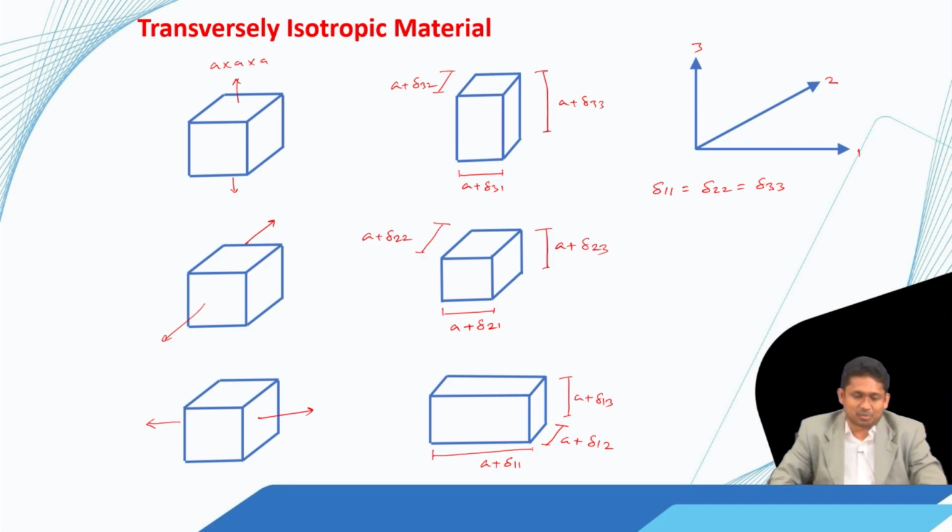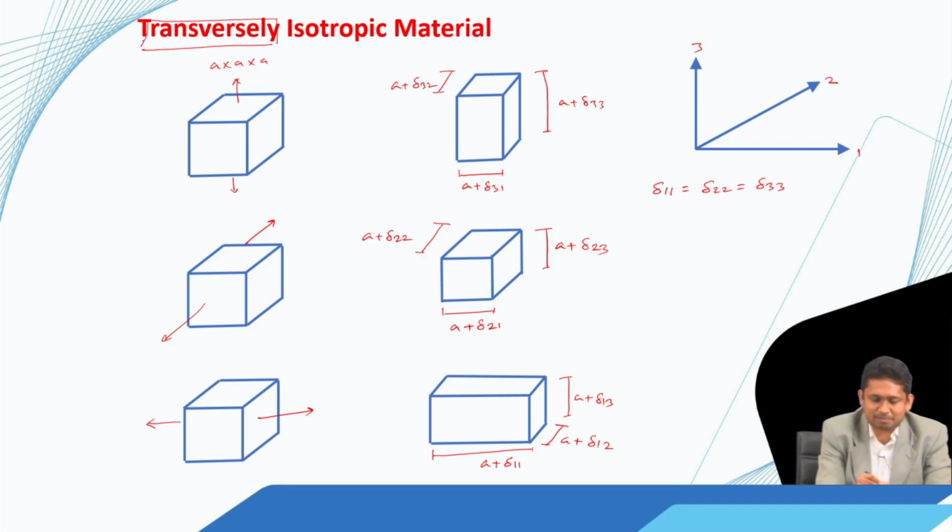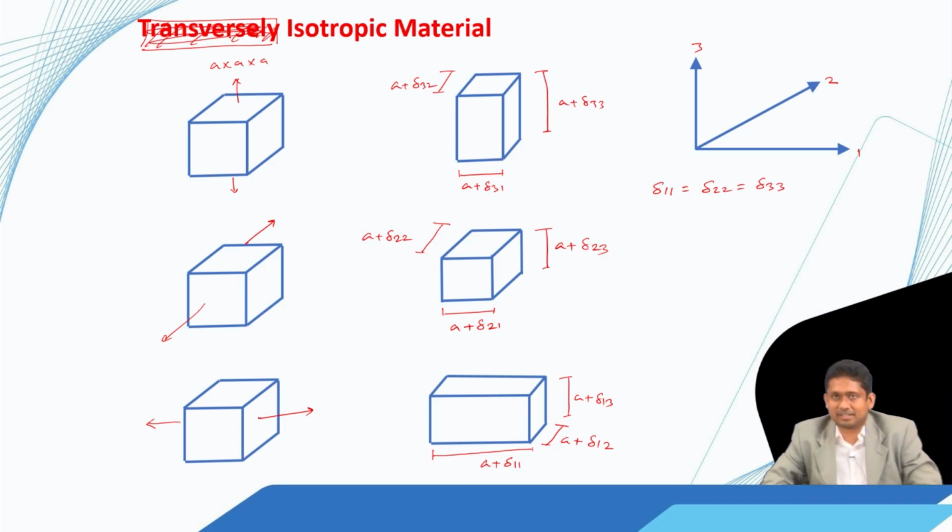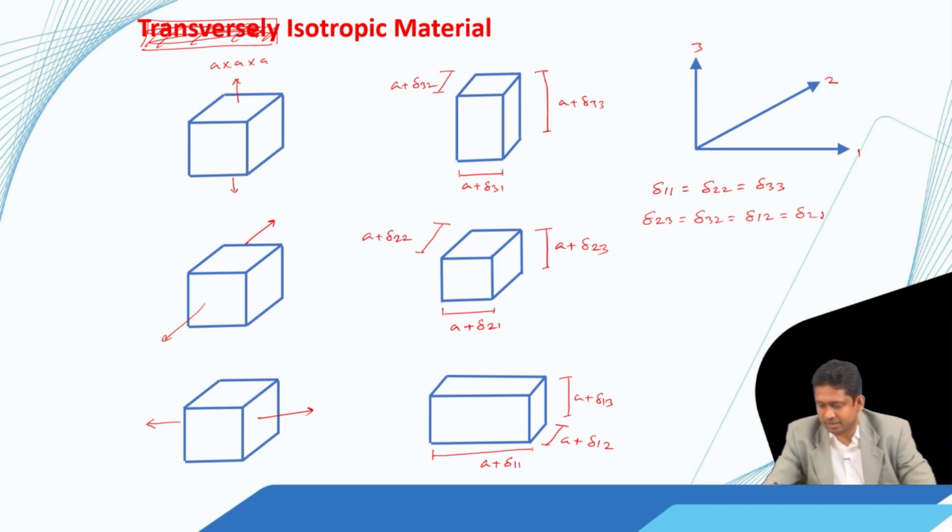So, this is not a transversely isotropic material, this is an isotropic material. Previously in the case of transversely isotropic material, we saw that delta 2 and delta 3 are the same, but that is not the same as delta 1, but here everything is the same. Similarly, we can write the other terms. So, all these terms are the same now. So, that is how an isotropic material behaves.